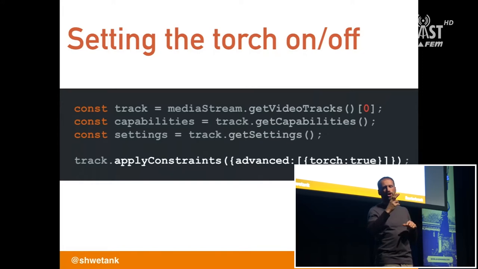If you want to set it off, you just do torch false. It's a Boolean, works great. But you can also have some other applications of this. For example, you can make an SOS app, which can flash like in Morse code, like SOS. You know, it'll be great.